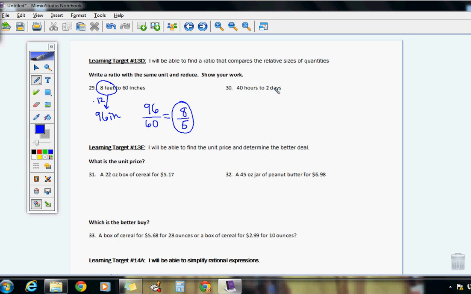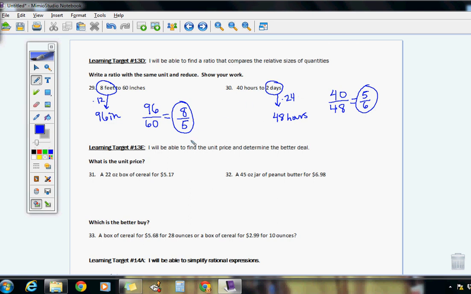40 hours to 2 days. I think the easiest thing would be to take the 2 days, multiply by 24, and get 48 hours. So now we have 40 hours divided by 48 hours, and that's going to reduce all the way down to 5 to 6, and that would be the answer that we're looking for here.